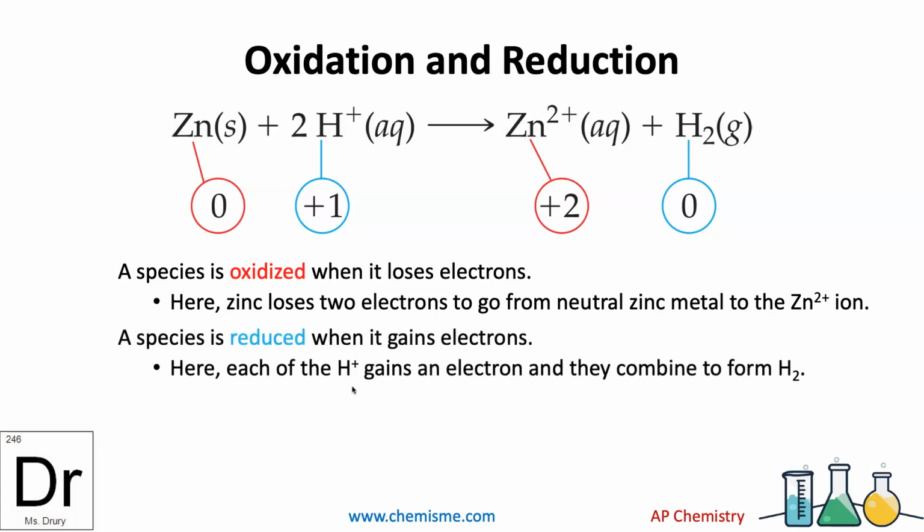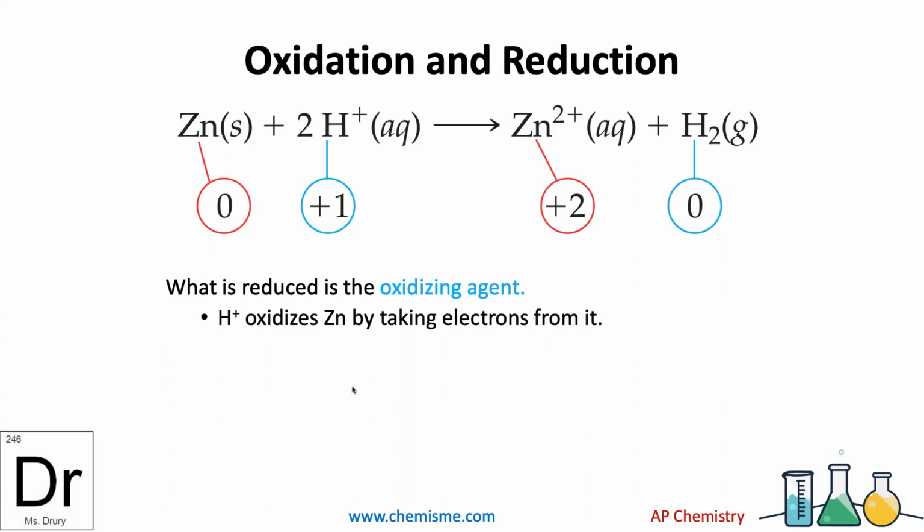Another way of thinking of it is that if its charge goes up, it oxidizes, and oxidizing is a loss. LEO, remember Leo and Ger? LEO means lose electrons, oxidation. And then a species is reduced when it gains electrons. So hydrogen here was +1, and then it became H2, it reduced its charge because it gained electrons. So Leo the lion goes GER, gain electrons, reduction. So again, one element has to oxidize while another element reduces.